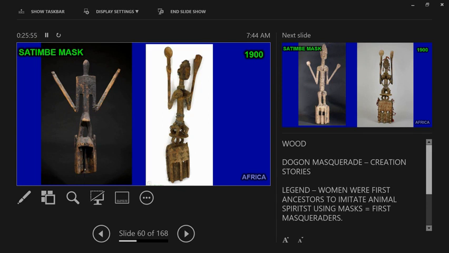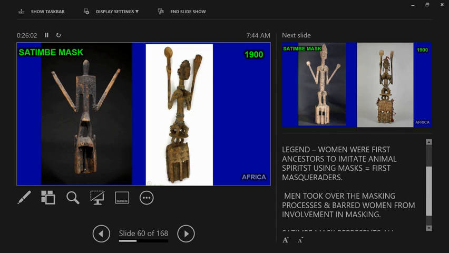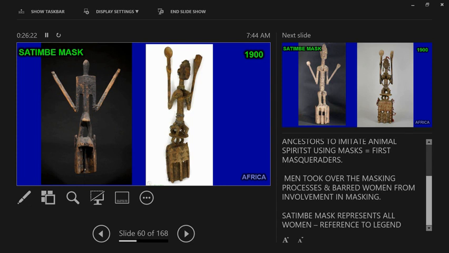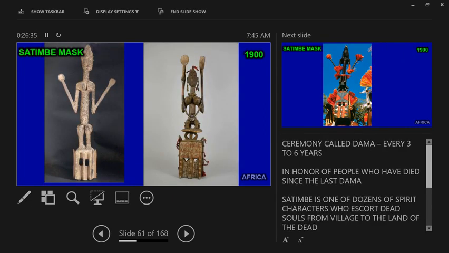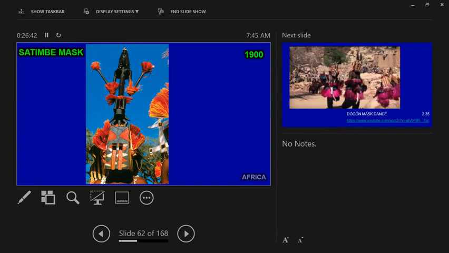This is part of the Dogon masquerade, and these masks tell creation stories. The legend says that the women were the first ancestors to imitate animal spirits using masks. They were the first masqueraders. Then men took over the masking process and barred women from involvement in the masking. The Satimbe mask represents all women, which is a reference to the legend. These are masks in the museum, and this is what the mask would look like when worn.